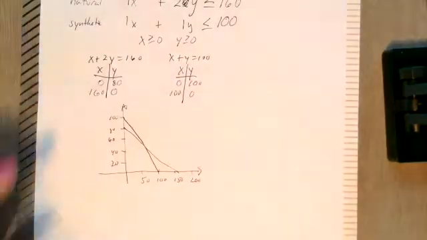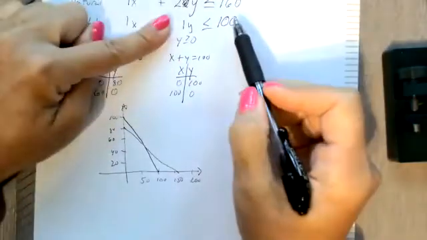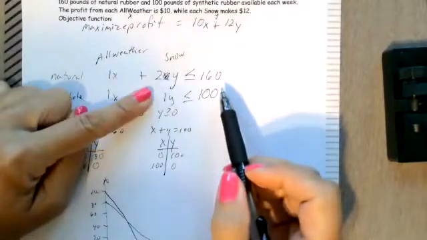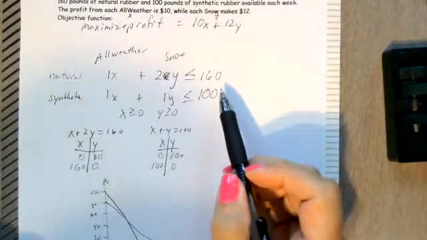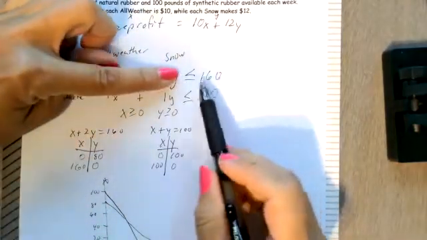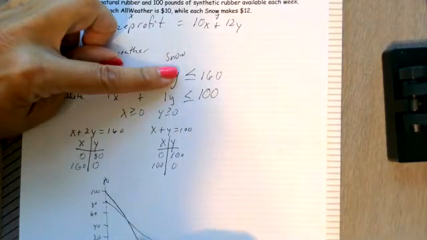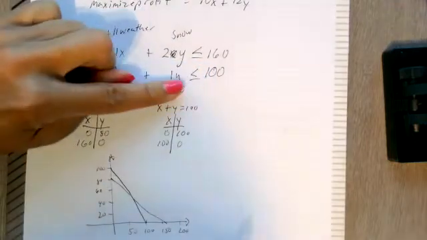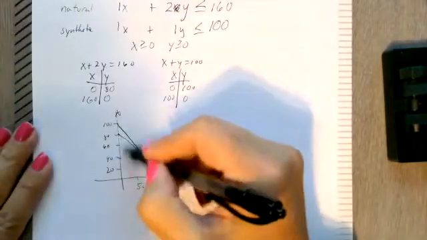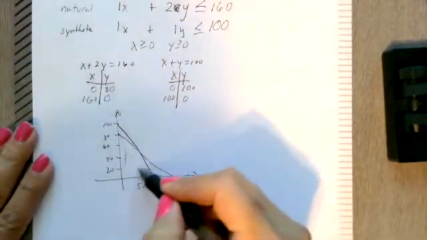Okay, now let's talk about the inequality part of this. Let's go back up here. I'm going to plug in the origin, 0, 0. If all of this is 0, is 0 less than 160? Of course it is. So I'm going to be going this way. Is 0 less than 100? Yes, so for both of these, I'm shading this way.